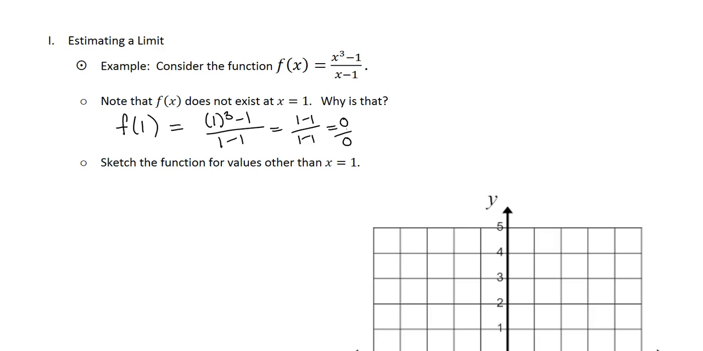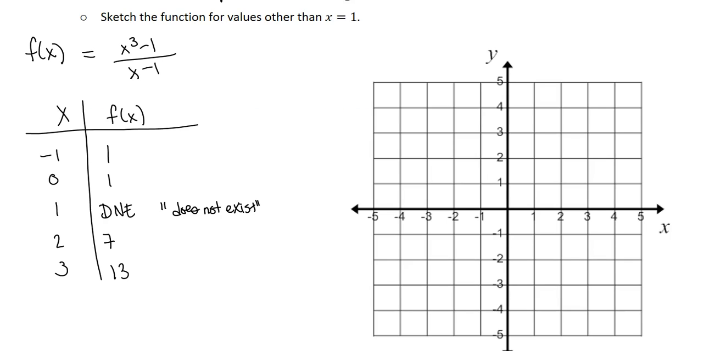But we can talk about this function as a graph, and we can talk about the function for values other than 1. So let's take a look at what the graph looks like for values other than 1. I've plugged in some values of x into the function: negative 1, 0, 1, 2, and 3. And these are the y values that I got. For negative 1, I got a 1. For 0, I got a 1. For 1, we know that it does not exist.